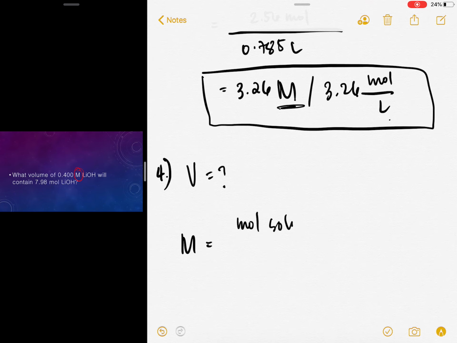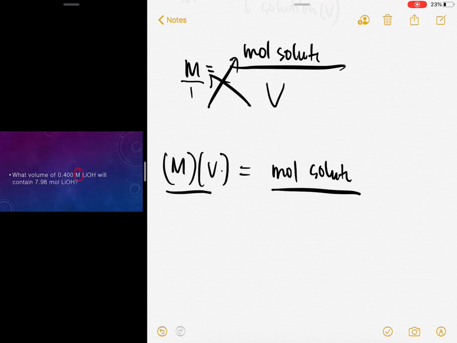So, para ma-completely isolate mo si volume, i-divide mo siya doon sa katabi niya. Divide both equations doon sa term na katabi nung gusto mong maiwan. In this case, ang gusto nating maiwan is si volume at ang katabi niya ay si molarity. So, divide it by M. Okay? So, volume is now equal to mole of solute over M. You now have completely isolated the term that you need. In this case, M is only equal to mole per liter. Gagawin natin itong mole per liter. Okay? So, substitute the values.